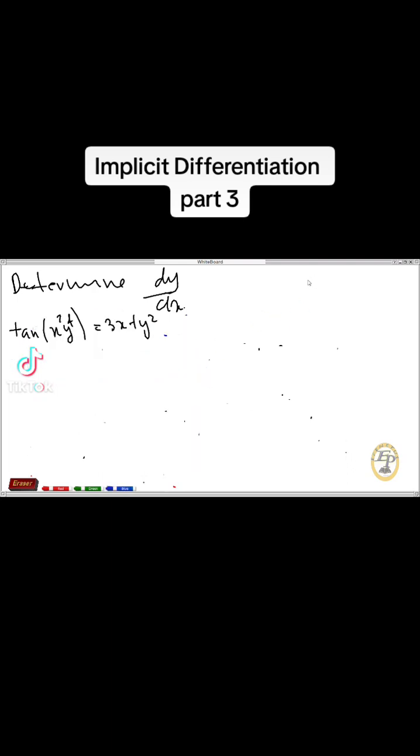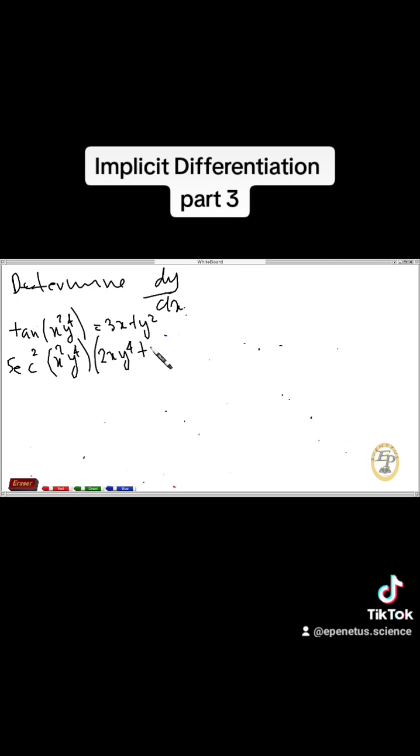The next question has to do with tan. So we know that the first derivative of tan is sec squared. Then we have to multiply by the derivative of the inside, and the derivative of the inside is going to use the product rule, so that we are going to have 2x y to the 4 plus x squared multiplied by 4y cubed dy/dx, which is equal to 3 plus 2y dy/dx.